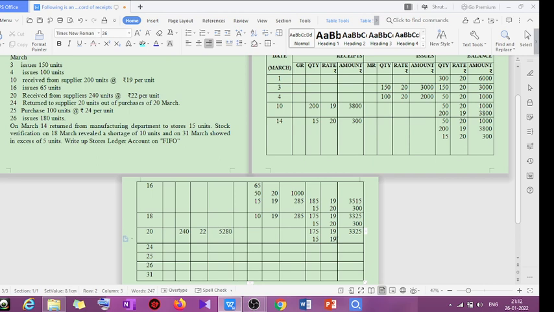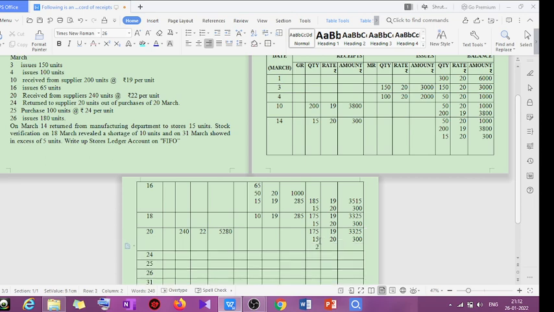Sorry, rate is 20. So rate is 20. Here it is 300. I hope it is clear to you. Now the last slot which we have received, 240, rate is 22, amount is 5,280. I hope it is clear to you, students, still here.